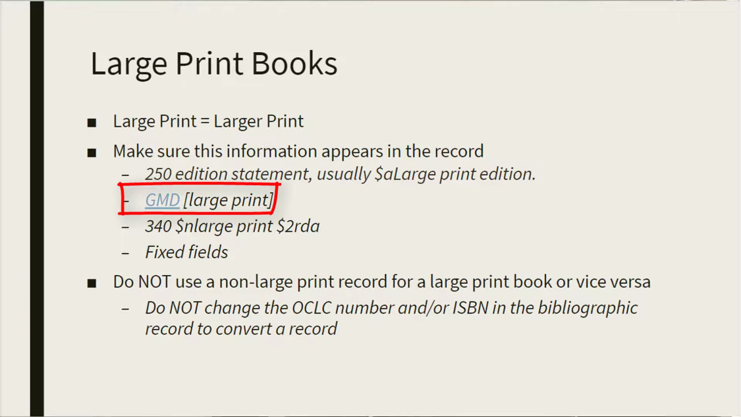Square brackets. For any of these, do not use a record for the wrong type of book. So if you have a large print, do not use the record for the regular print book, or vice versa, because they're not the same thing. When you don't have a record for that large print book, send it to a bibliographic cataloger, or put it on the shelf for a week and it'll probably be in your catalog by then. But don't try to force a square peg into a round hole.